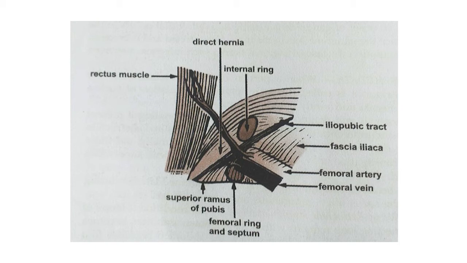Now the next image on your screen shows the direct hernia and the internal ring clearly seen, the rectus muscle, the iliopubic tract, the fascia iliaca, the femoral artery and the femoral vein. The anatomy is clearly seen in this picture.